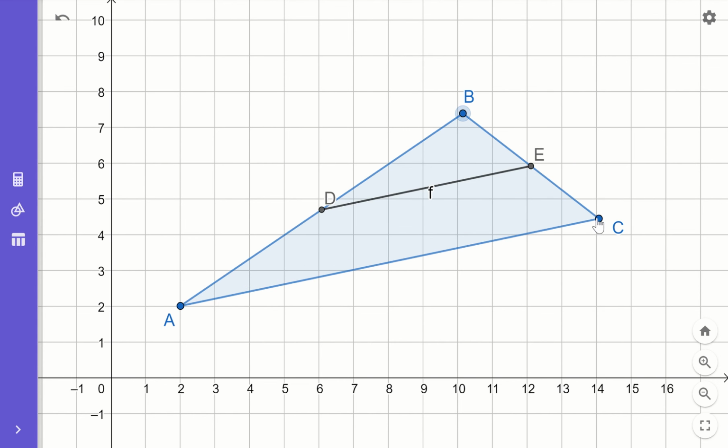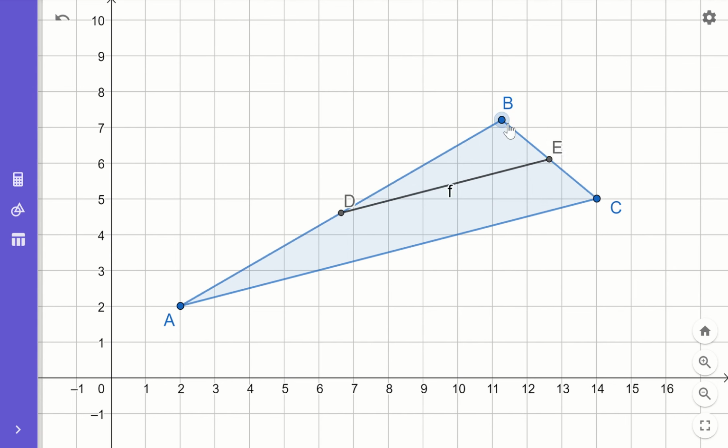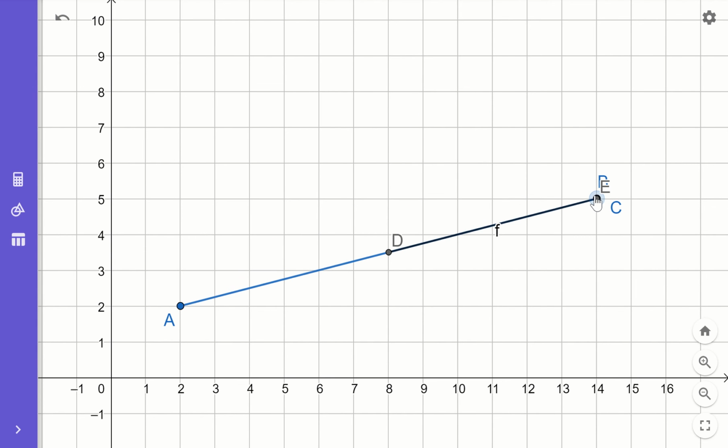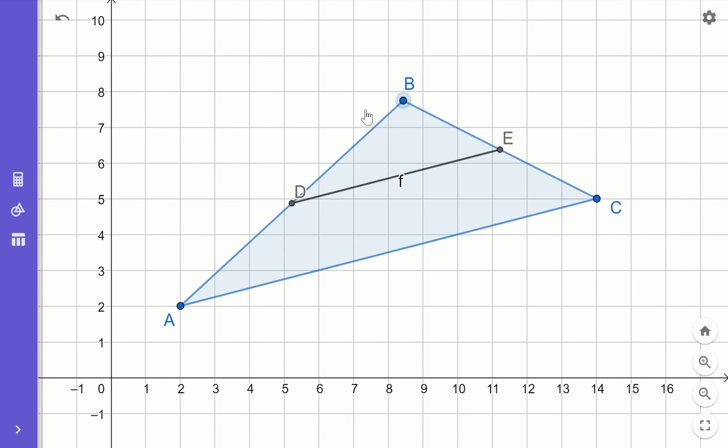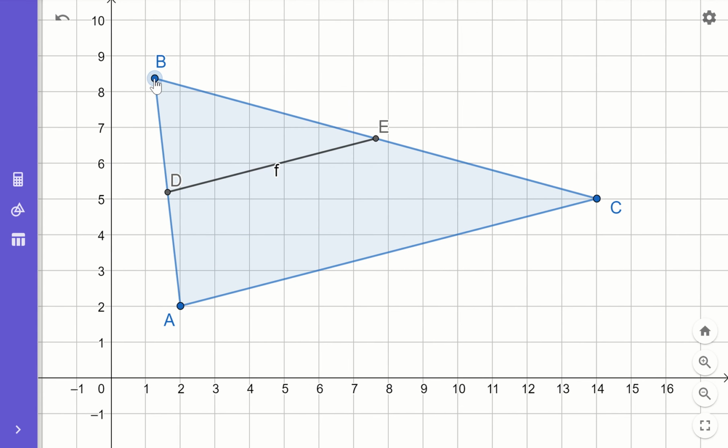Yeah, if I move C up a little bit more here and do that again, watch where D goes. Mm-hmm. And if I come over here, watch where E goes. Mm-hmm.